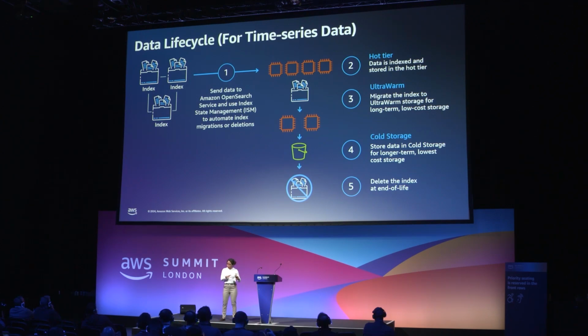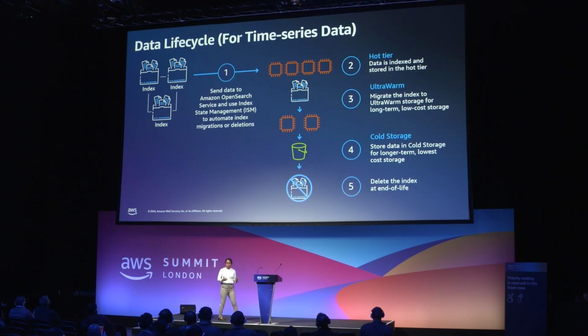So the new data will be stored in the hot tier, which is backed by EBS that gives you high performance, high throughput. And then when the condition is met, the index is moved to ultra warm tier, which is backed by Amazon S3. As you see here, you're trading between performance and cost saving. Eventually, you archive the data in the cold tier and then delete it. This feature automates the migrations and the deletion of index.